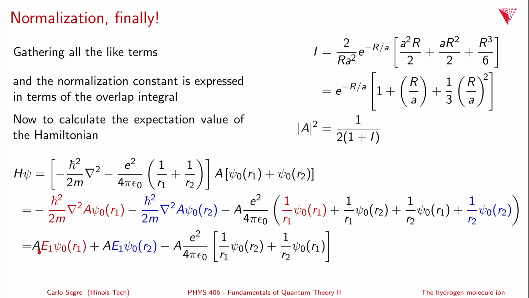And so we have A times E1, the ground state energy of the hydrogen atom, times psi 0 of R1 back again, plus A times E1 times psi 0 of R2 back again. And what's left are these two terms here, which we don't know right now. We'll have to do an integral. And these are minus A times e squared over 4 pi epsilon naught times the quantity 1 over R1 psi 0 of R2 plus 1 over R2 psi 0 of R1.